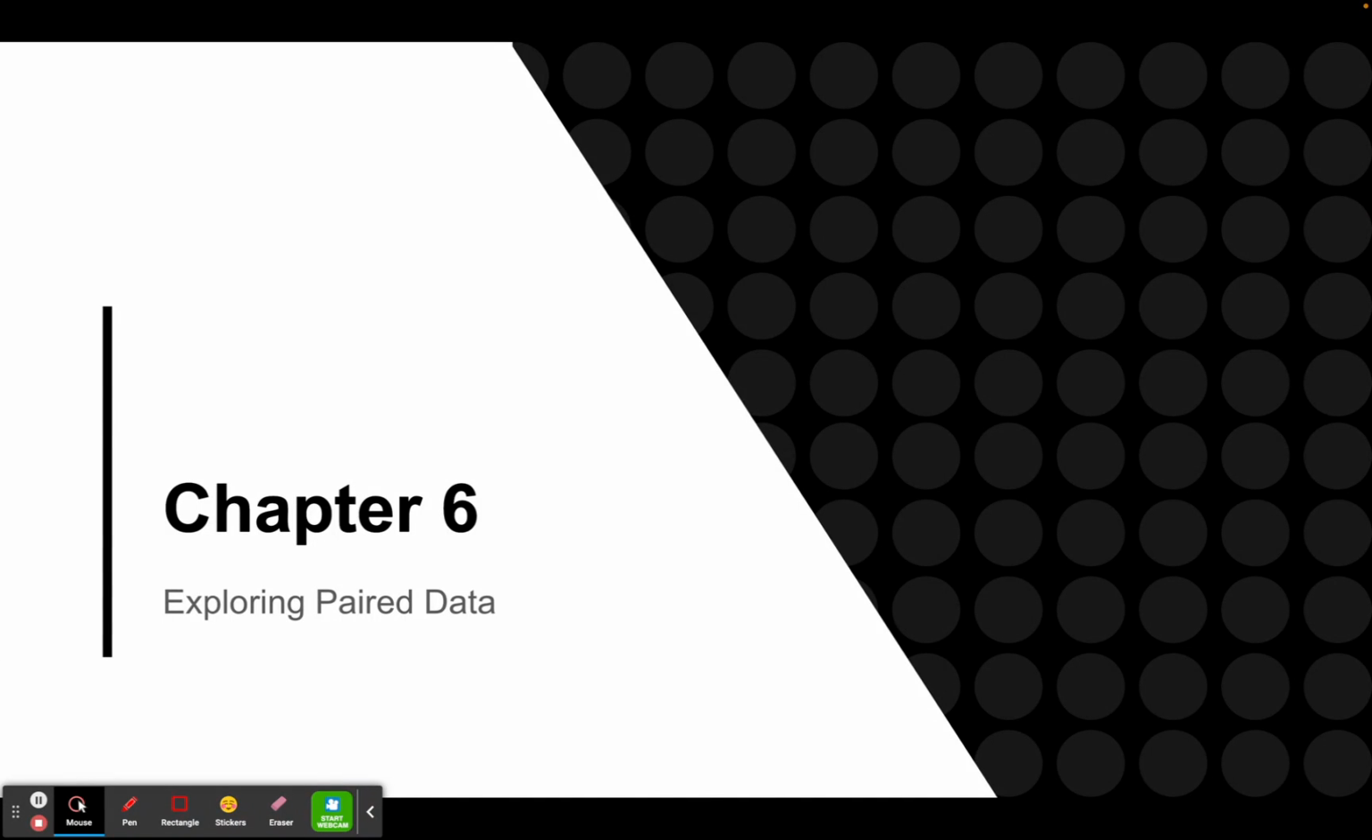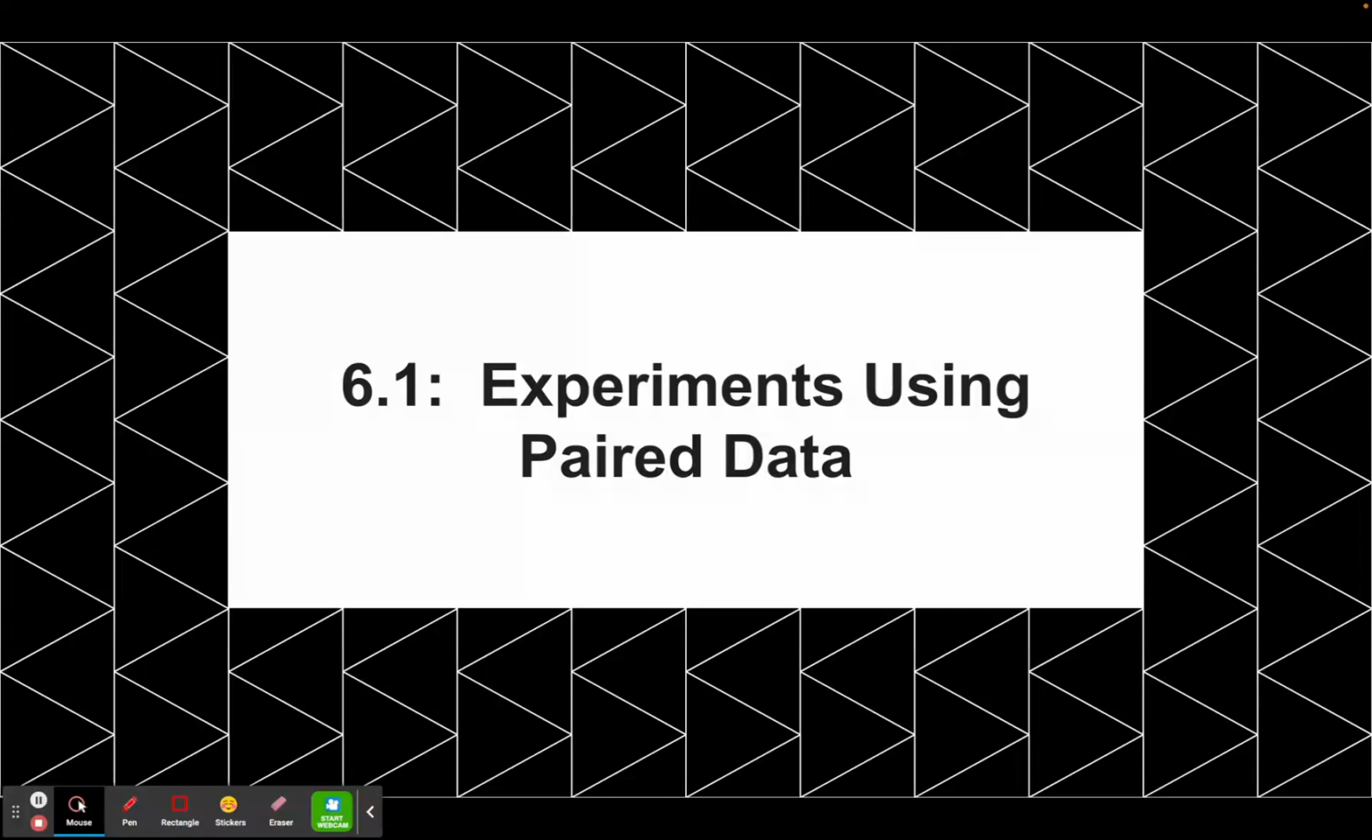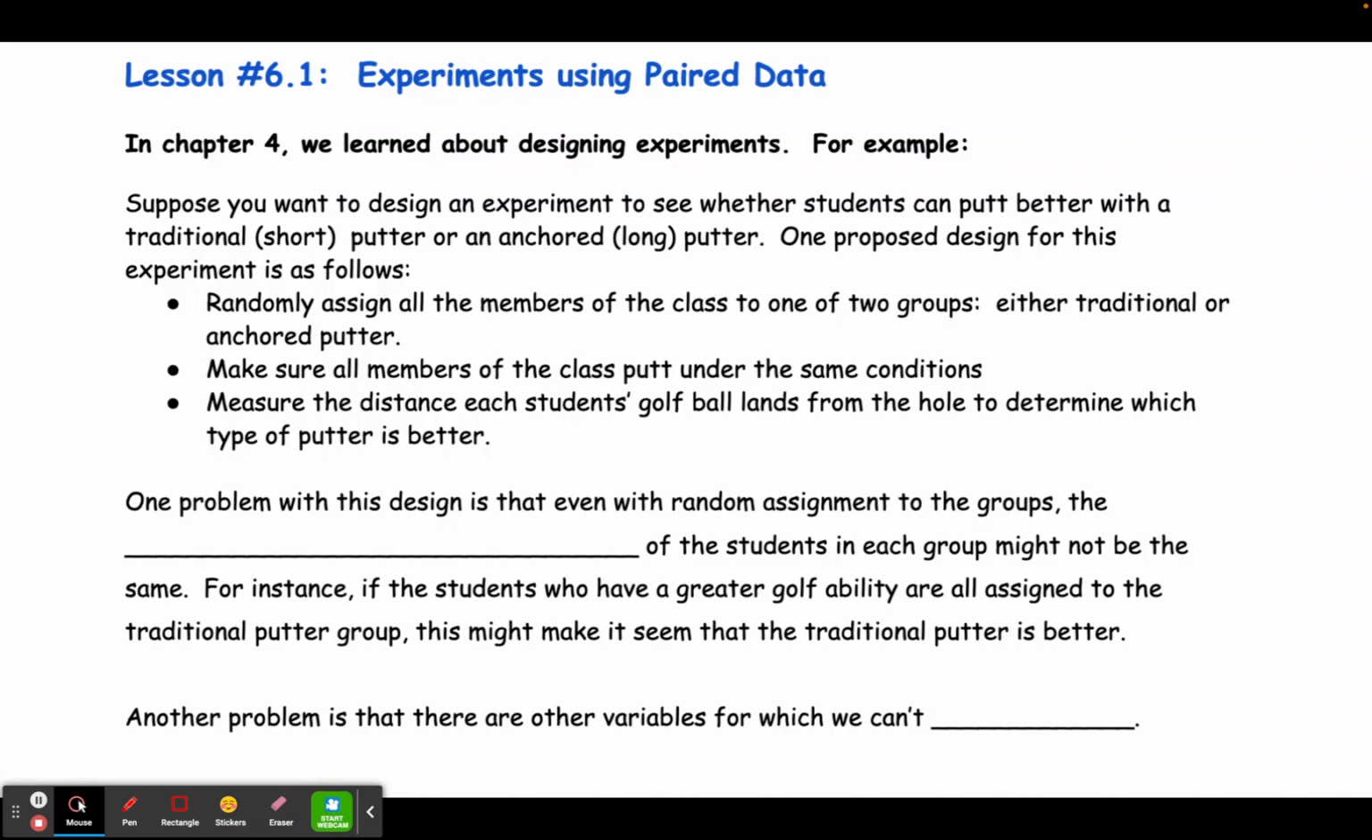Chapter 6 is about exploring paired data. And in lesson 6.1, we're going to look at experiments using paired data. We're going to compare and contrast this to what we learned in chapter 4 about designing traditional experiments.